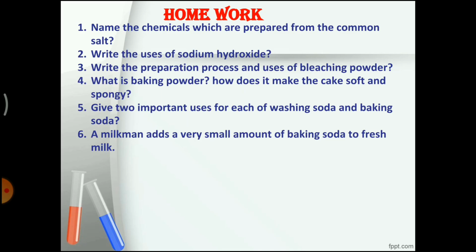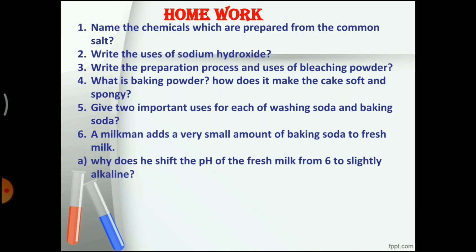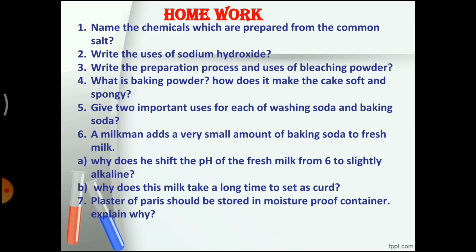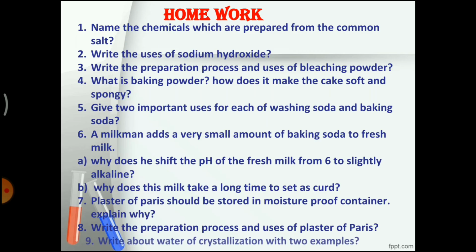6. A milkman adds a very small amount of baking soda to fresh milk. A. Why does he shift the pH of fresh milk from 6 to slightly alkaline? B. Why does the milk take a long time to set as curd? 7. Plaster of Paris should be stored in a moisture-proof container. Explain why. Write the preparation process and uses of plaster of Paris. Final question: write about water of crystallization with 2 examples.